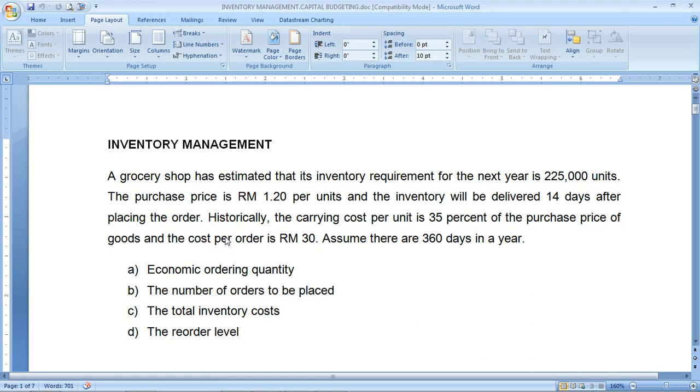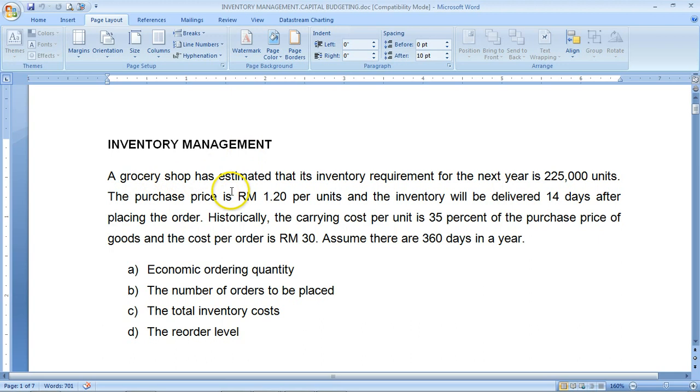Today I would like to share with you all a very simple topic on inventory management. All companies need to manage their inventory to make sure they have sufficient supply. At the same time, they have to control their inventory costs. I give an example, one of the questions here on the screen right now. You can see the inventory management.